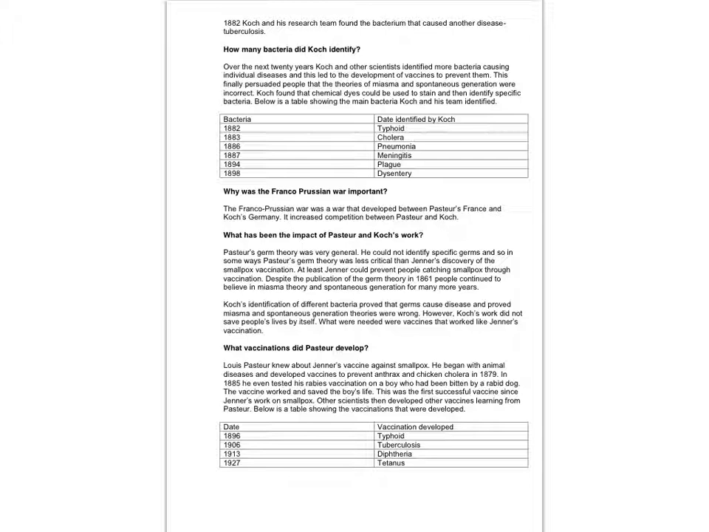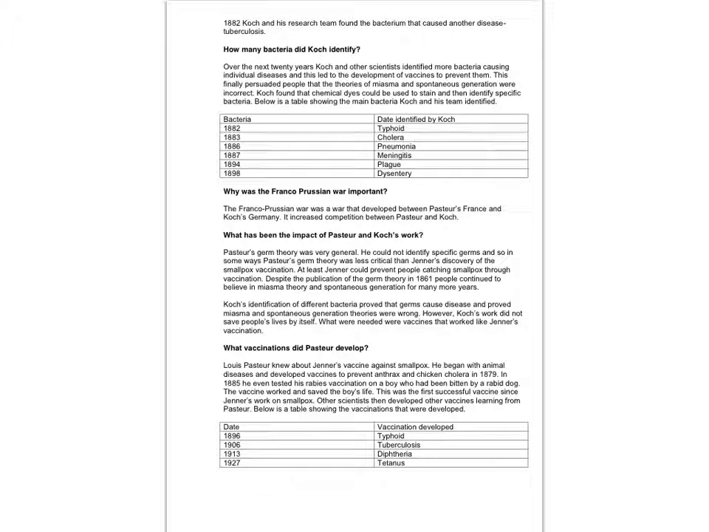How many bacteria did Robert Koch identify? Over the next 20 years, Koch and other scientists identified more bacteria causing individual diseases, and this led to the development of vaccines to prevent them. This finally persuaded people that the theories of miasma and spontaneous generation were incorrect.